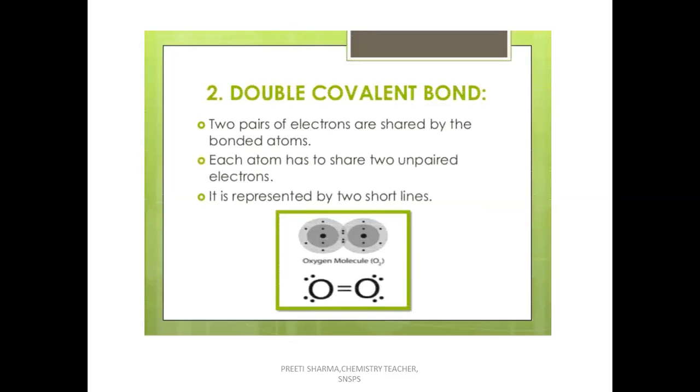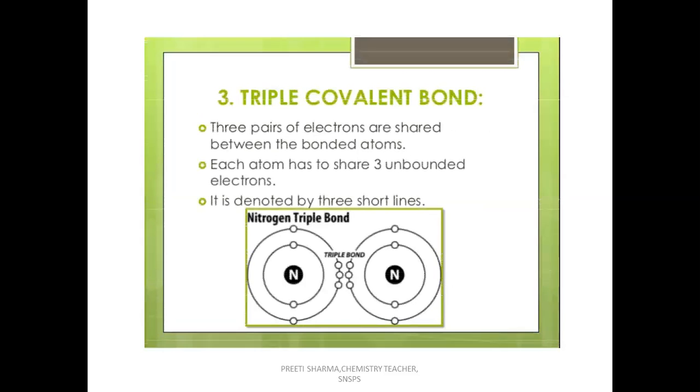The second is the double covalent bond, when four electrons are shared by two atoms, right? It is represented by two short lines, and it is known as a double covalent bond. The next is the triple covalent bond, when six electrons are shared, or we can say three bonding pairs of electrons are shared, and it is represented by three short lines. It is known as a triple covalent bond, which is shown by the nitrogen atom.